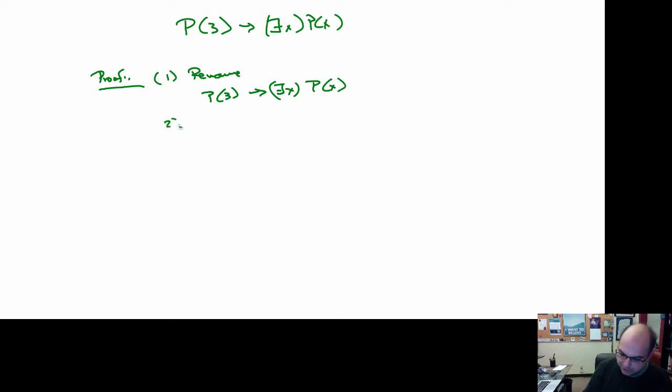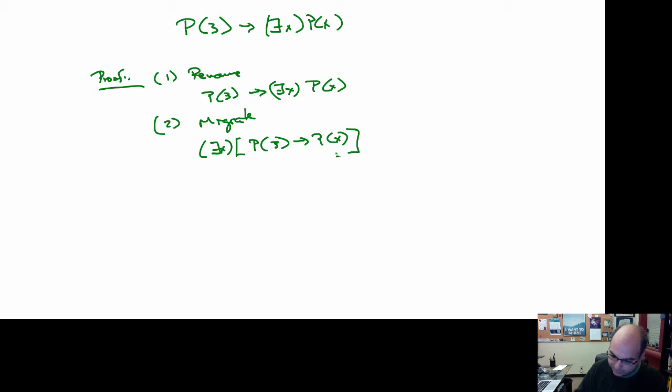Okay, so step 2, I need to migrate the quantifiers. In this case, I'm migrating a quantifier through an implication, and it's on the right side of the implication, so it actually just moves out to the front without flipping, right? So this is just there exists an x such that p of 3 implies p of x, okay? And the justification here is just implies there exists, okay?